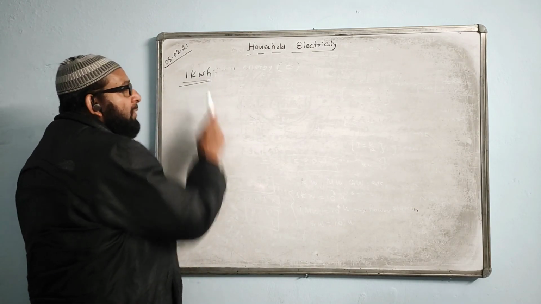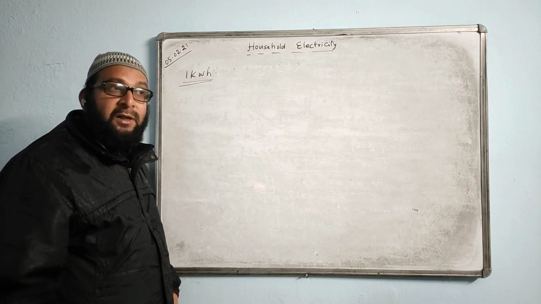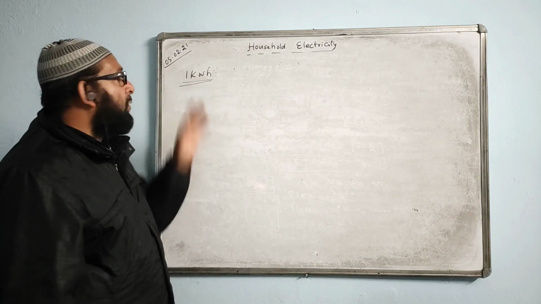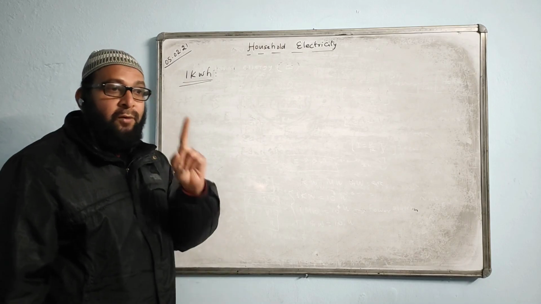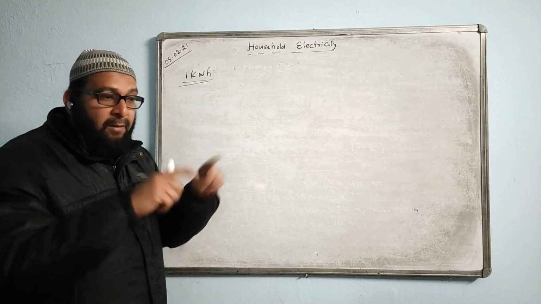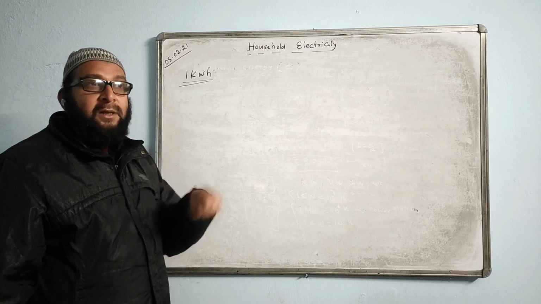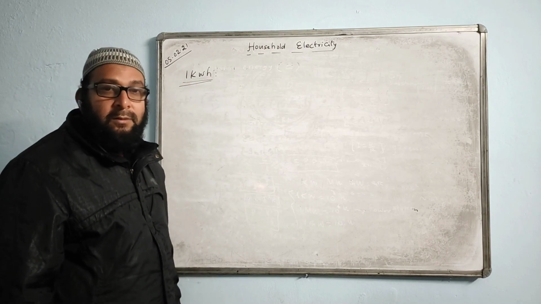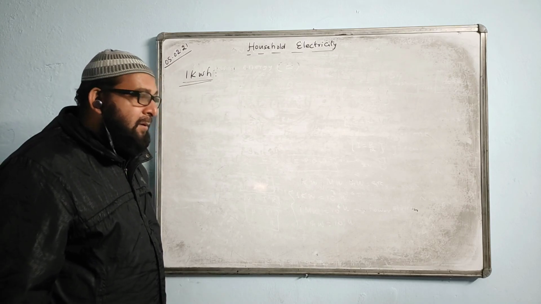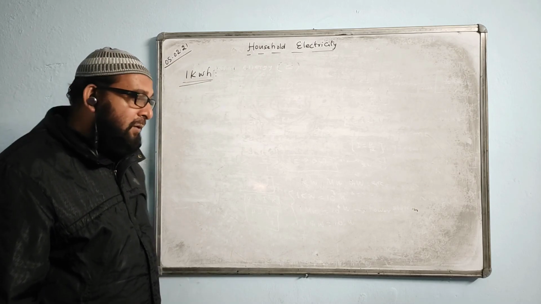Now, how do we define 1 kilowatt hour? We say it is the energy consumed by an electric appliance of 1 kilowatt or 1000 watt when used for 1 hour. When we use that appliance for 1 hour, and the power of that appliance is 1 kilowatt or 1000 watt, then the energy consumption will become 1 kilowatt hour. So that is the definition: electric appliance of power 1 kilowatt when used for 1 hour.